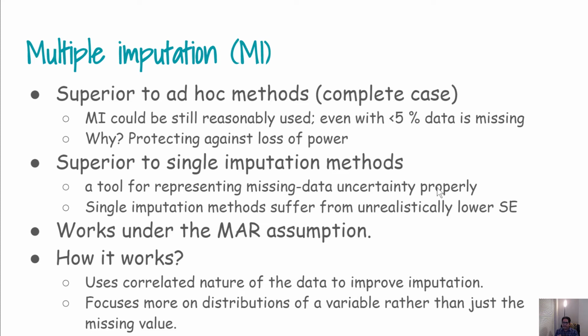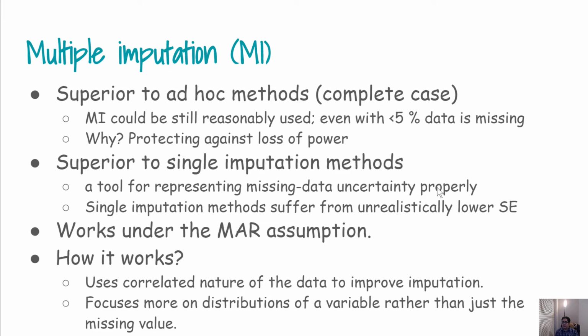And one of the key features of multiple imputation is that it's not about just imputing one value, coming up with the best value. That is not the objective here. The objective here is to build a distribution of the variable, and based on that distribution we are sampling some reasonable values.